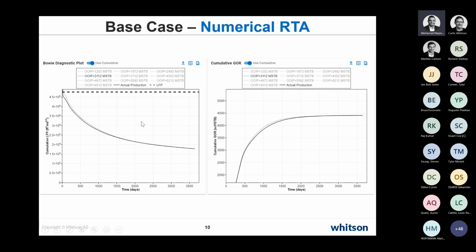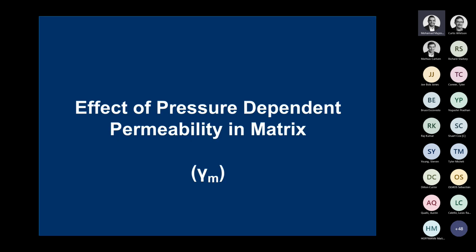So what I want to communicate with this is that both the numerical RTA and the multi-phase flow and material balance should give you a very good answer when you're working with this idealized model. Basically, there's no volume beyond the frac tips. There's no pressure dependent permeability, and now we're going to start looking at those cases. First, we're going to isolate the effect of pressure dependent permeability in the matrix.